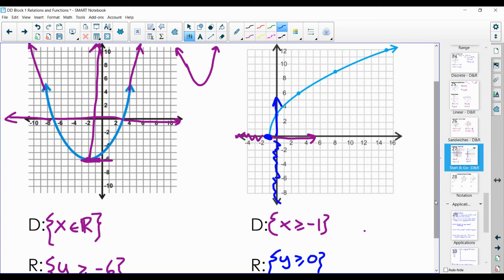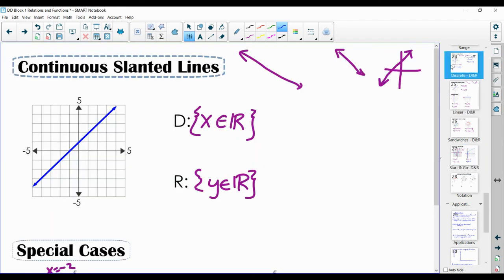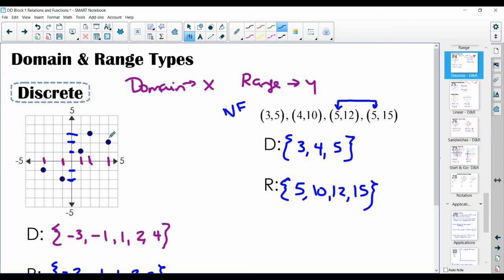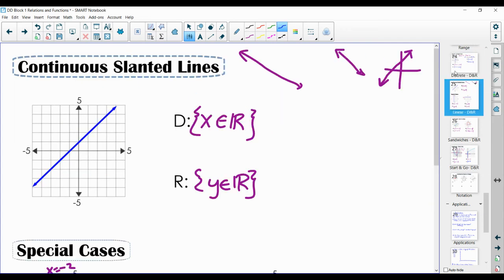All right, so that's all of the information for what domain and range is. And so those are the main types of examples that you're going to see. You're going to start off with discrete data. So if you've got your coordinate points, you would just list your individual x's and individual y's. If you have continuous slanted lines, if they're at a diagonal, it's always going to be element of reals. X is an element of reals, y is an element of reals.